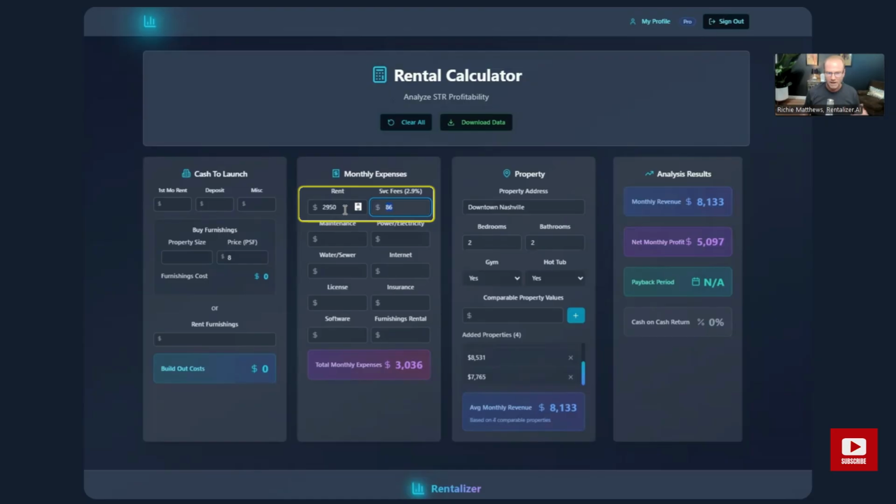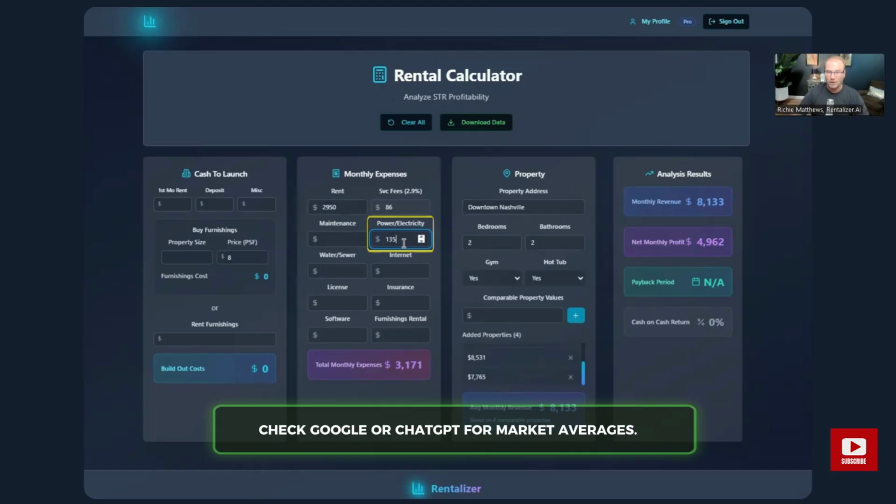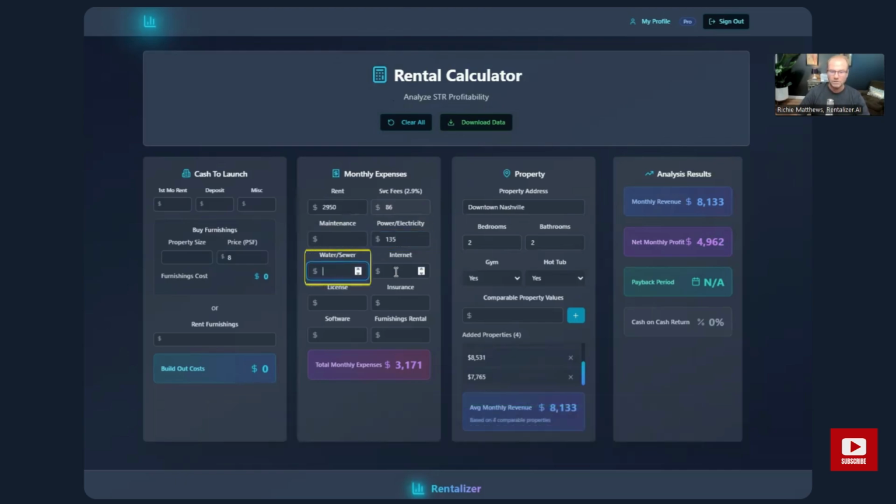It's beautiful. And so my calculator calculates even our fees, 2.9% for MasterCard, Visa, and all that stuff, maybe 3% for Airbnb. The maintenance is 0. We're renters. The power and electricity in this market is $135. Now, about that, you can go right onto Google, better yet, ChatGPT, and say, hey, what's the average rent bill for a 2-bedroom, 2-bath apartment, and name the market. And it will give it to you. It's very accurate. I tested it. We've been doing it this way for months. Water and sewer, nothing. We're renters.